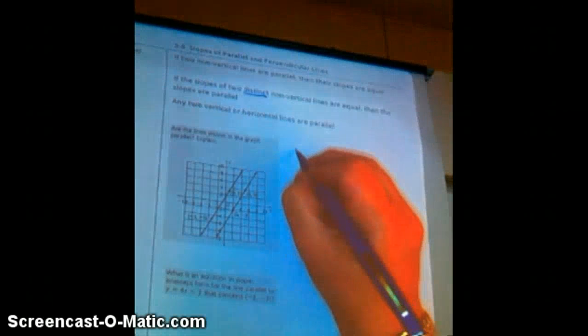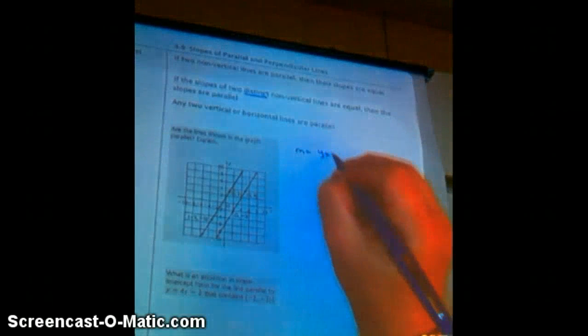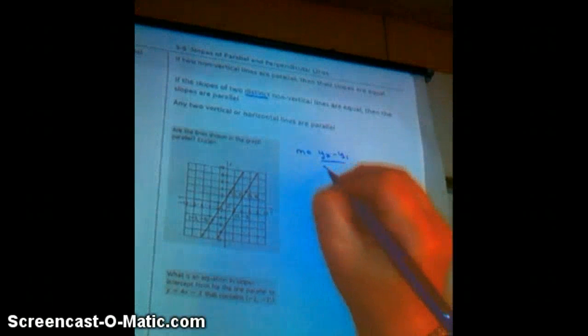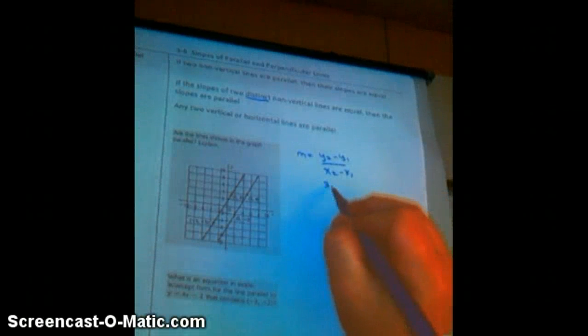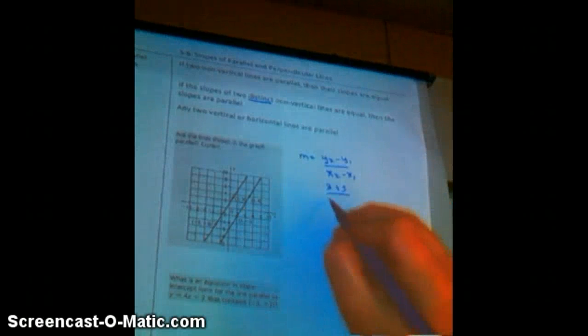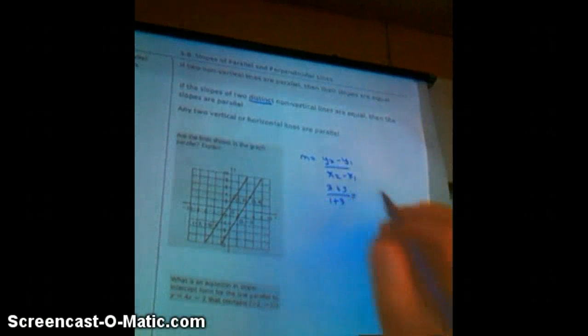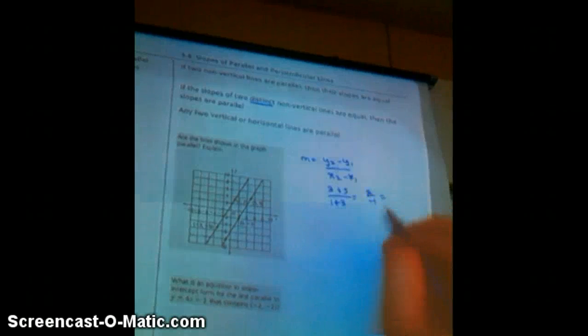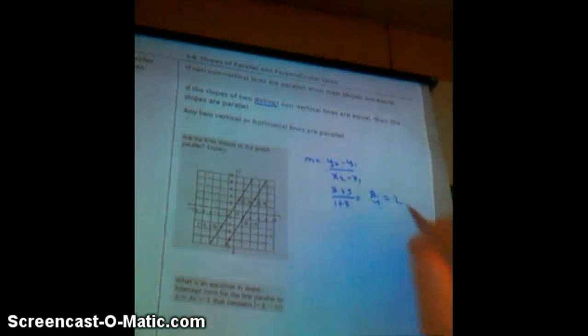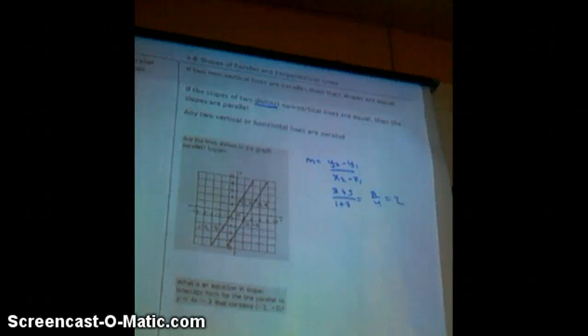3.14. Slope is equal to y2 minus y1 over x2 minus x1. Of course. So we would take the slope of the first line and we would have 3 plus 5 over 1 plus 3. And that gives me 8 over 4, which is equal to? 2. Very good.